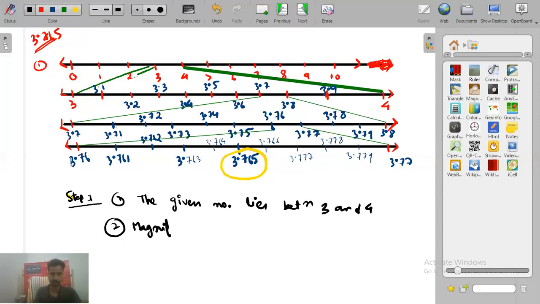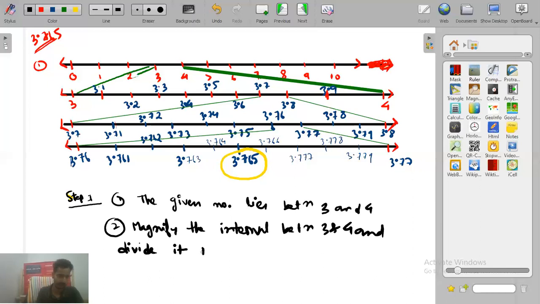Magnify the interval between 3 and 4 and divide it into 10 equal parts. Okay. Now the third step will again be the given number. Now see, the given number is 3.765. So write down, the given number lies between what? This one. The given number lies between 3.7 and 3.8.